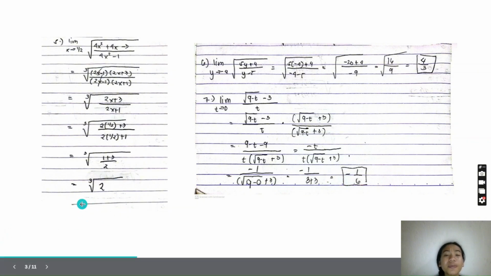To say, the limit of the cube root of 4x squared plus 4x minus 3 all over 4x squared minus 1 as x approaches 1 half is the cube root of 2. Meaning to say again that as x approaches 1 half, the values are approaching the cube root of 2.